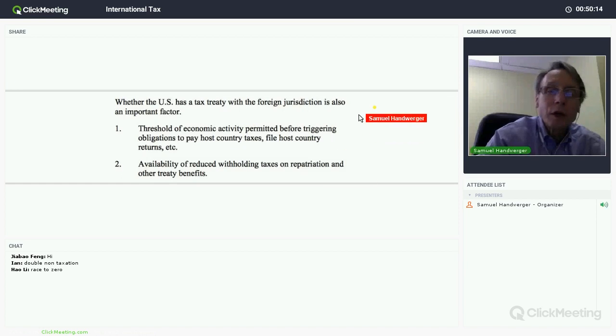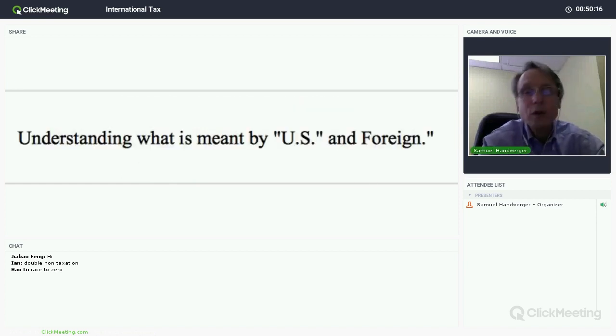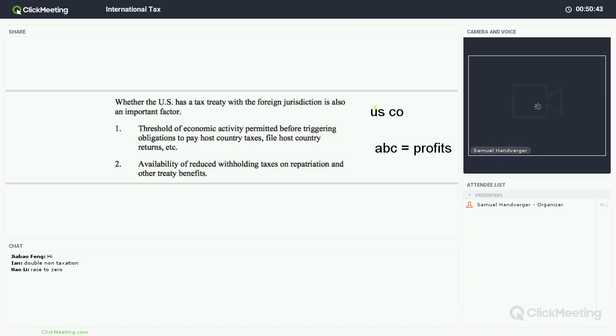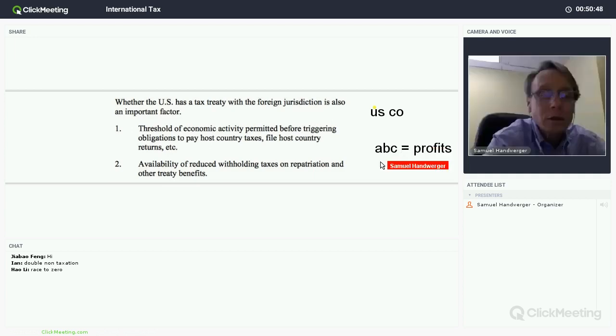From a business standpoint, you're going to have a U.S. company doing business in ABC country. When they've crossed the line and dividends are paid, not dividends, but profits are made, the U.S.